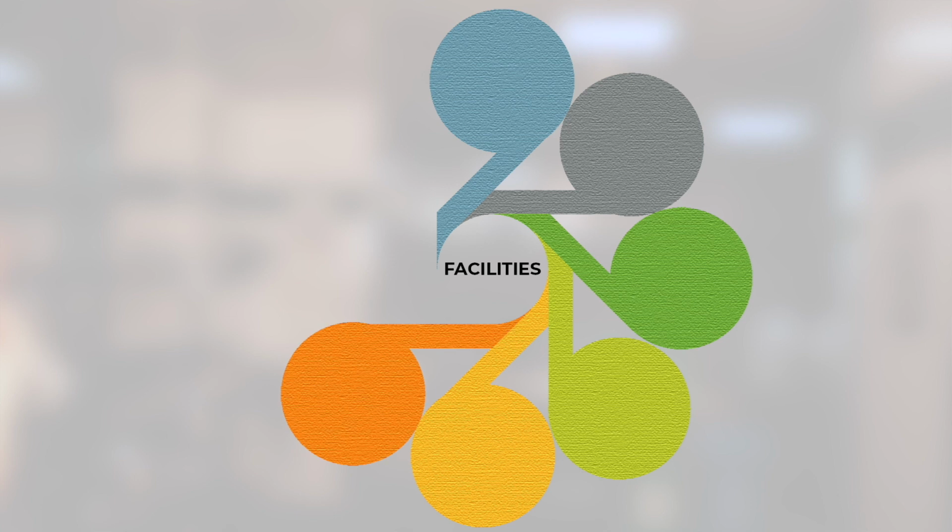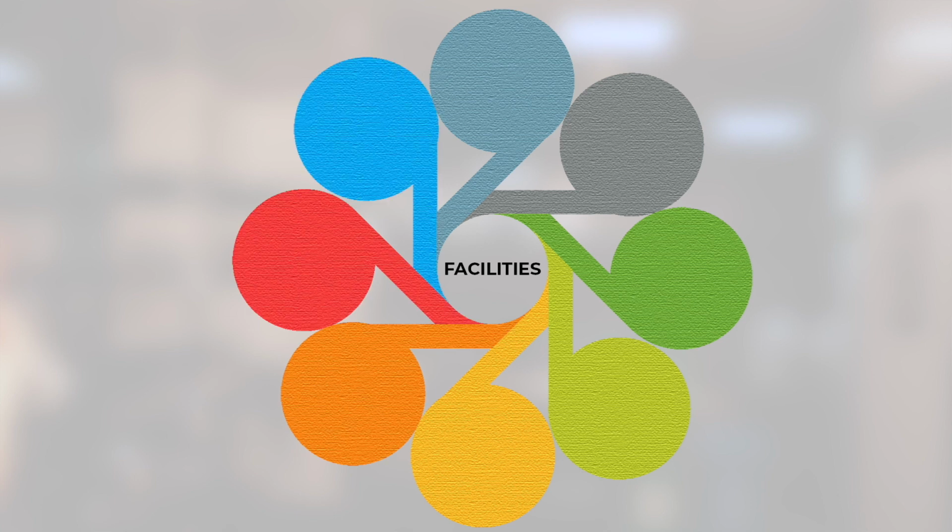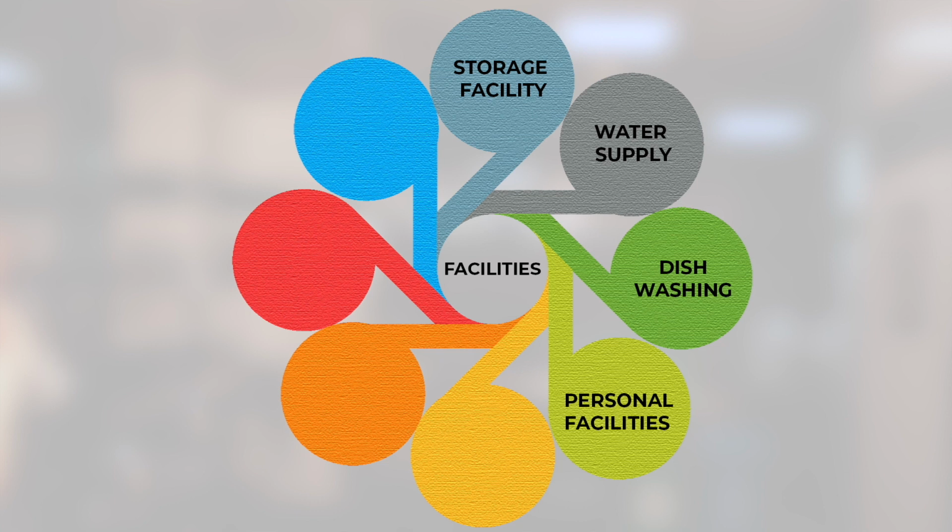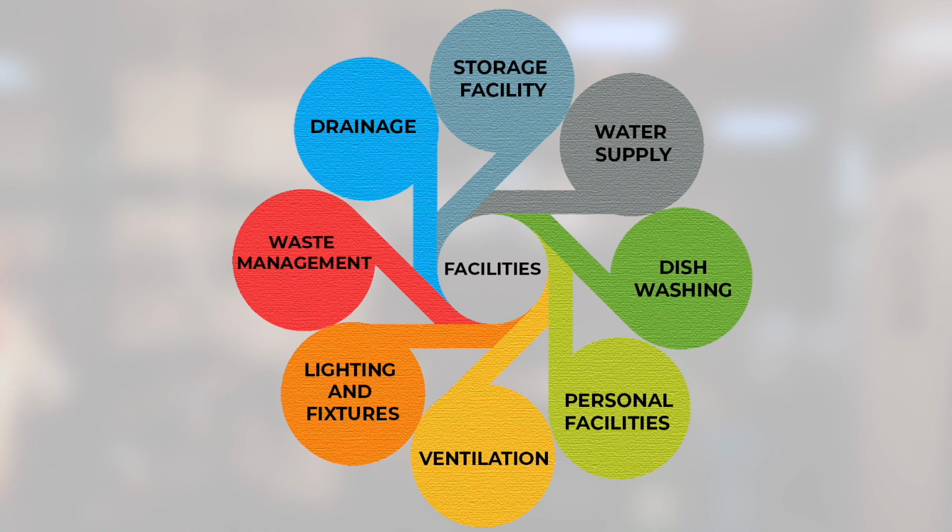Lastly, we will discuss the facilities required by the food establishment for producing and serving safe and hygienic food. There are 8 kinds of facilities that are essential for a food establishment, namely storage facility, water supply, dishwashing, personal facilities, ventilation, lighting and fixtures, waste management, and lastly, drainage.